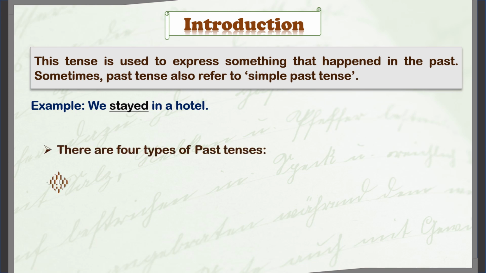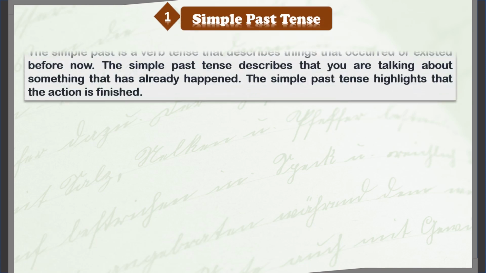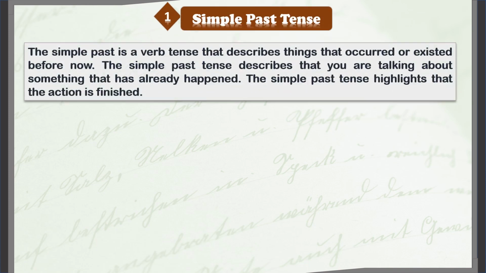There are four types or four aspects of past tense. The first one is simple past tense, second is past continuous, third is past perfect, and the fourth one is past perfect continuous. Let us start with the first one, that is simple past tense.